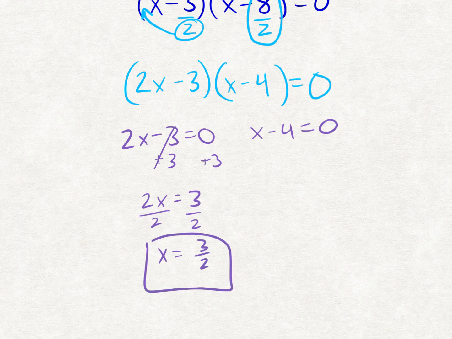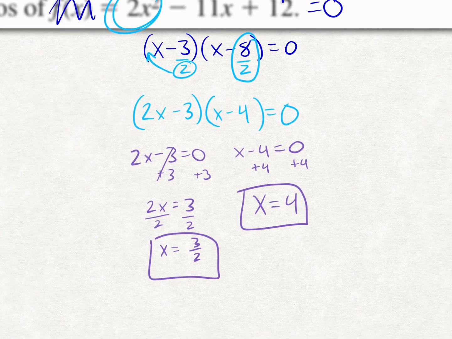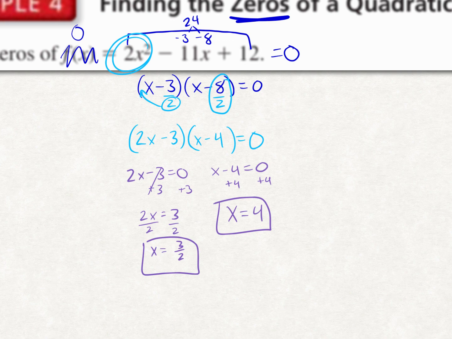That's one answer. And then the second equation, I'm going to add 4 to both sides. So x is equal to 4. That's my other answer. So you'll end up with 2 answers for these questions. So there's my 2 answers.